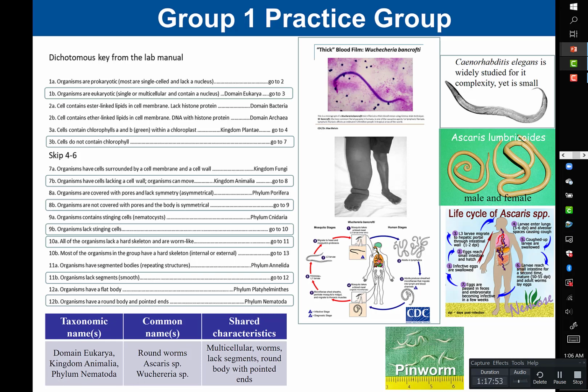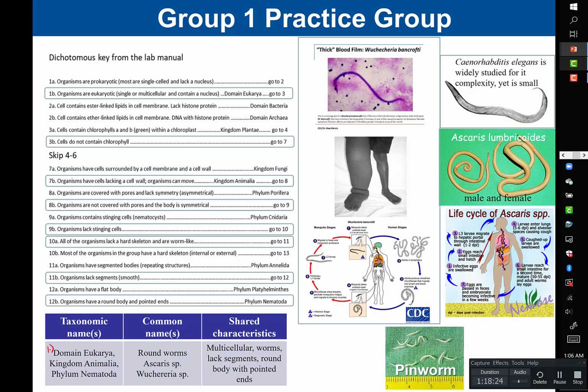So for group number 1, what you're going to write in your table, next to number 1, domain Eukarya, kingdom Animalia, phylum Nematoda. Those are all the classifications we got as we went through this process. Common names: we have roundworms, we have Ascaris, and I won't make you know the one for pinworm, but those are just some examples. You could even write pinworm there.